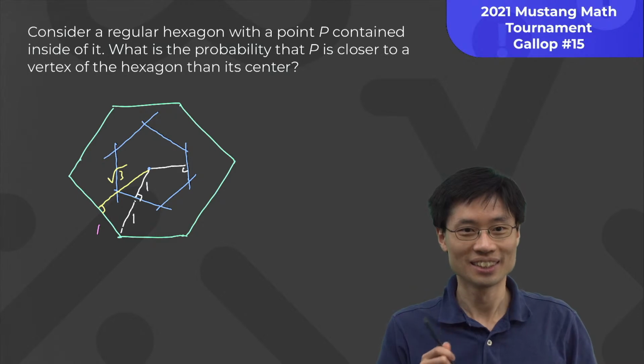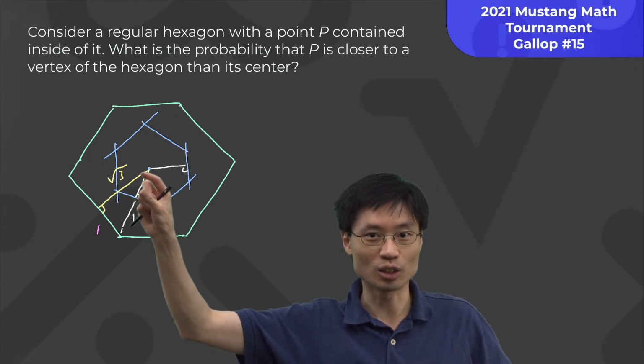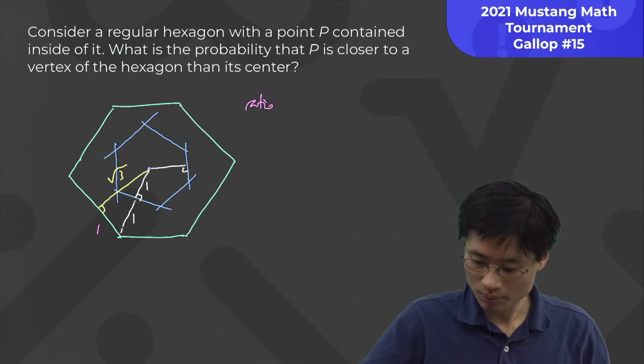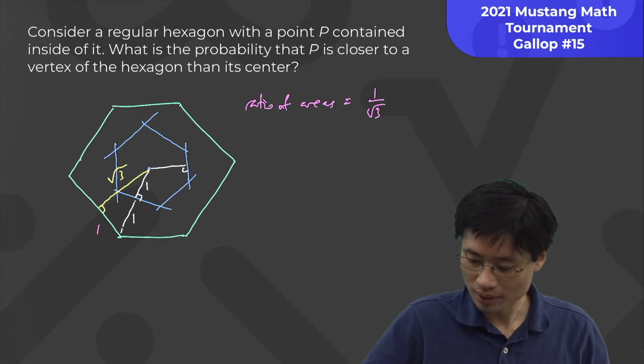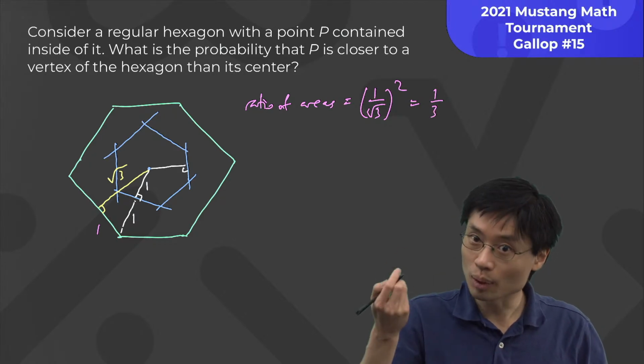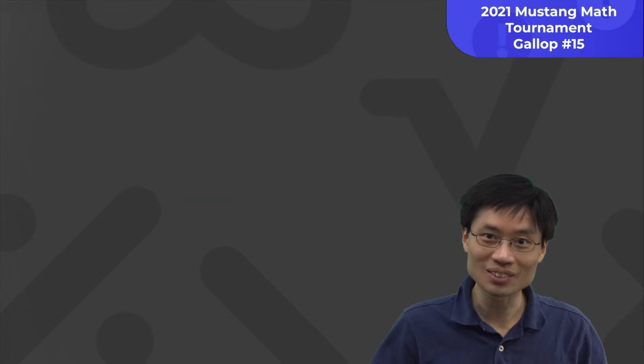Hopefully this is right. I just used the 30, 60, 90s, and that's the 1, that's the root 3. So the ratio of areas is equal to 1 over root 3 squared, which is 1/3. But we care about the complement. So we do 1 minus 1/3, which is 2/3. And we hope that that's the right answer.